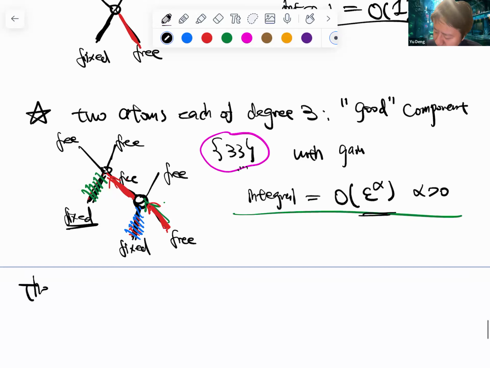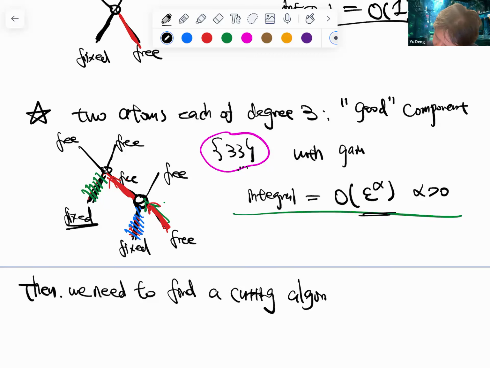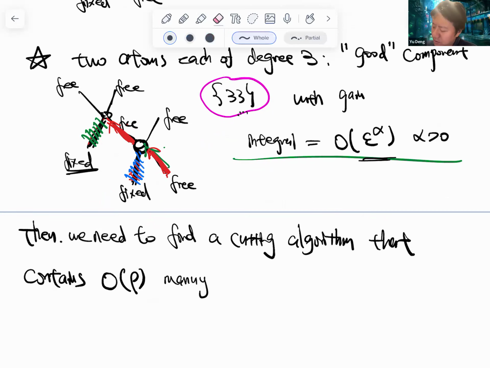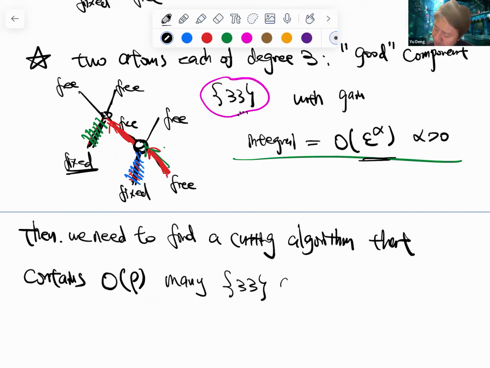So then we need to find a cutting algorithm that overall produces many of these 3-3, this particular good object.